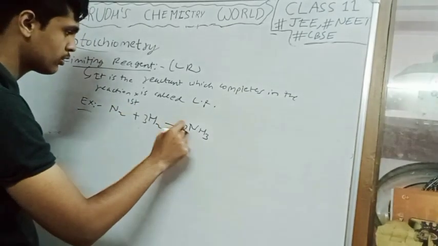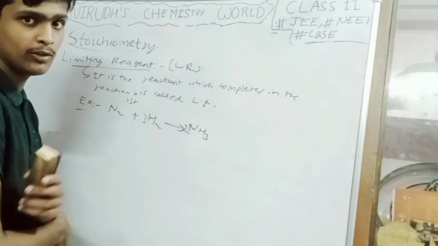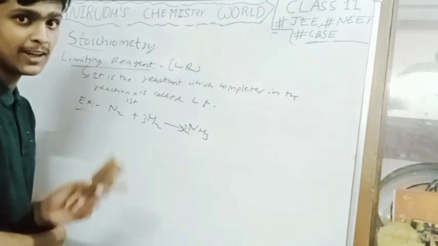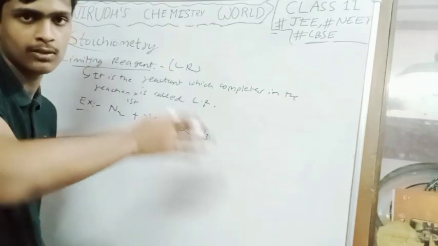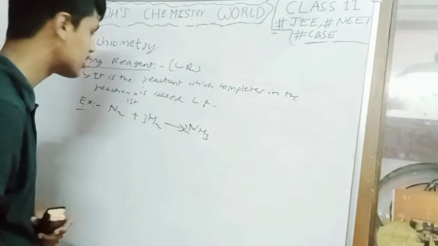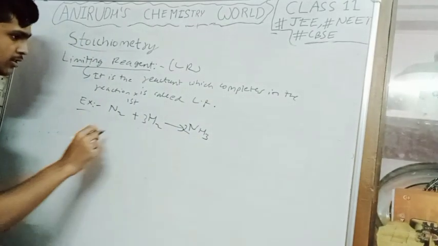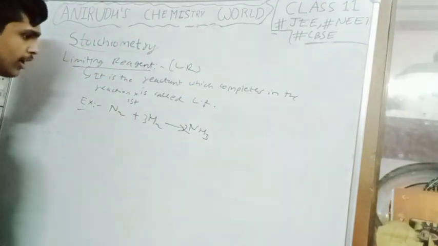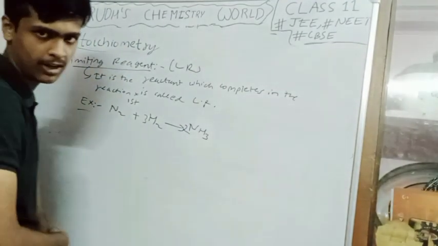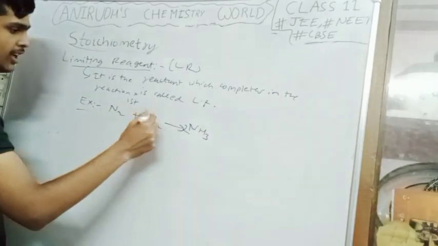N2 plus 3H2 gives 2NH3. This is the ratio: 1 mole of N2 combines with 3 moles of H2 to give 2 moles of NH3. This balanced process is called Haber's process. You will see it in the P block elements, where Haber's process is used for the preparation of ammonia.